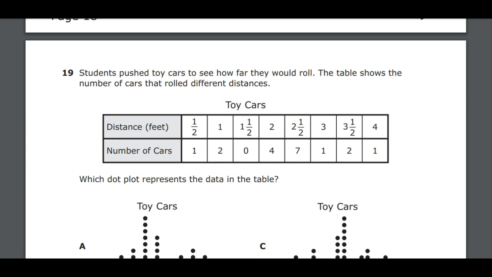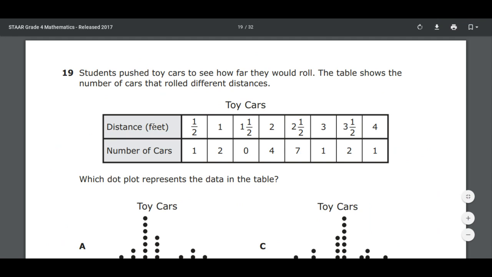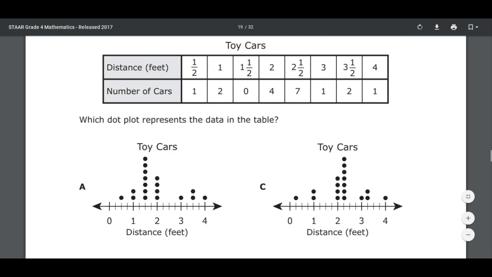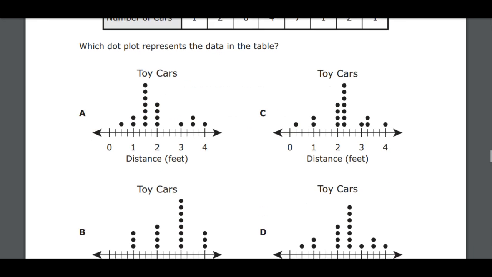Number 19. Students pushed toy cars to see how far they would roll. The table shows the number of cars that rolled different distances. Distance, number of cars. 1 car rolled a half a foot. 2 cars rolled 1 foot. No cars rolled 1.5 feet, so on and so forth. Which dot plot represents the data in the table?